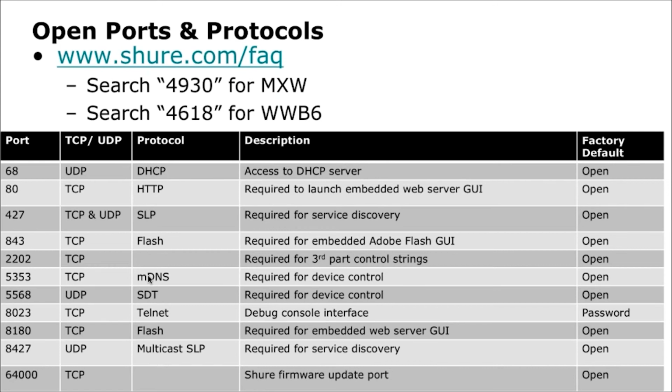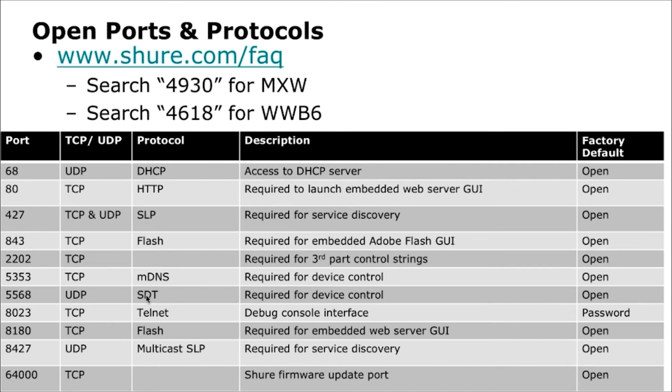If you're curious what they are for Shure devices, we have a couple of FAQs on this topic, searching for 4930 or 4618 on our website, or just searching network. Honestly, if you just go to the FAQ and just type in the word network, you'll see a lot of these things pop up, and it'll show you what ports we use, the protocols, the description of why that port and protocol needs to be there.